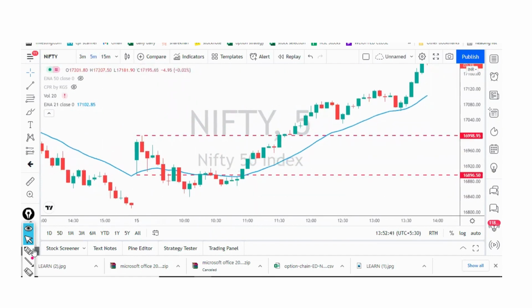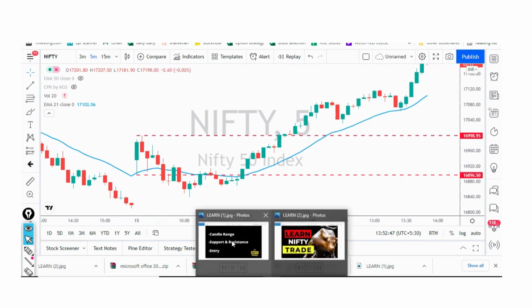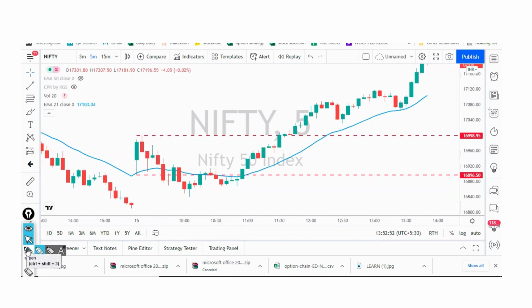Now, my first step is candle range. Candle range should be between 25 to 30 points. Now, let me check which candle is between 25 to 30 points after 9:30. So this is there.